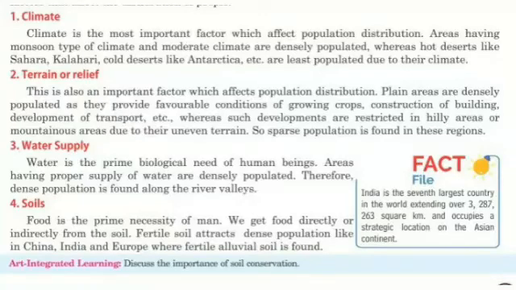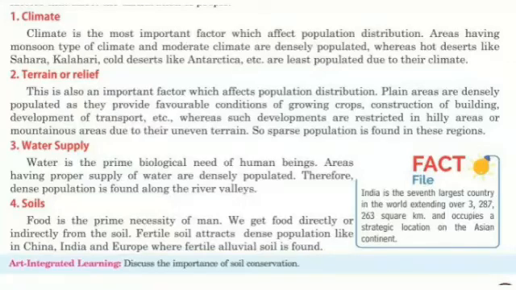Climate is the most important factor which affects the population distribution. Areas having monsoon type of climate and moderate climate are densely populated, whereas hot deserts like the Sahara and Kalahari, and cold deserts like Antarctica, are the least populated areas due to the extreme climate.